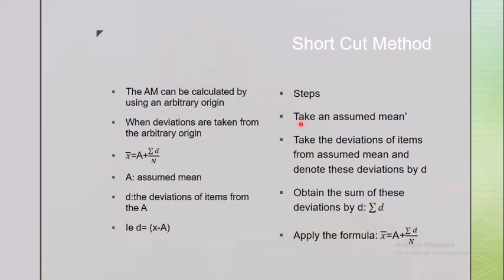Now there is a shortcut method for this. In the shortcut method, you can assume a mean from the given data, find the deviations of the items from the assumed mean, and sum them up to get summation d. Then you put it back into the formula: x bar is equal to a plus summation d by n, where a is the assumed mean. Summation d is the sum of deviations of items from the assumed mean, divided by the total number. So that is how you can find it.